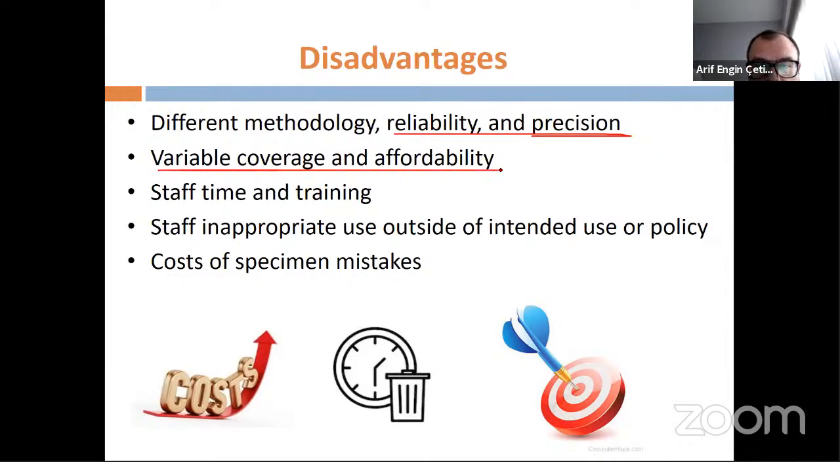Variable coverage and affordability: there are still some of the POCT tests that are not covered by the healthcare system. Okay, they are cheap, but if they are not covered by your healthcare administration, then you have to pay for it.